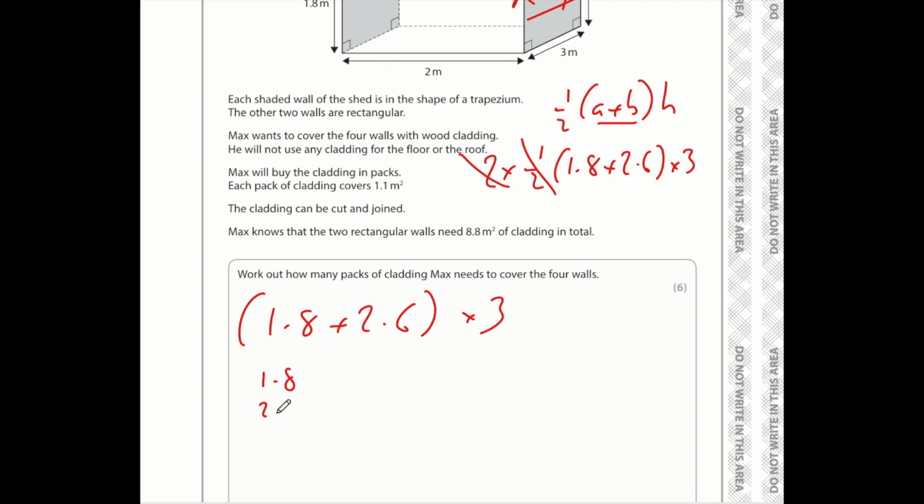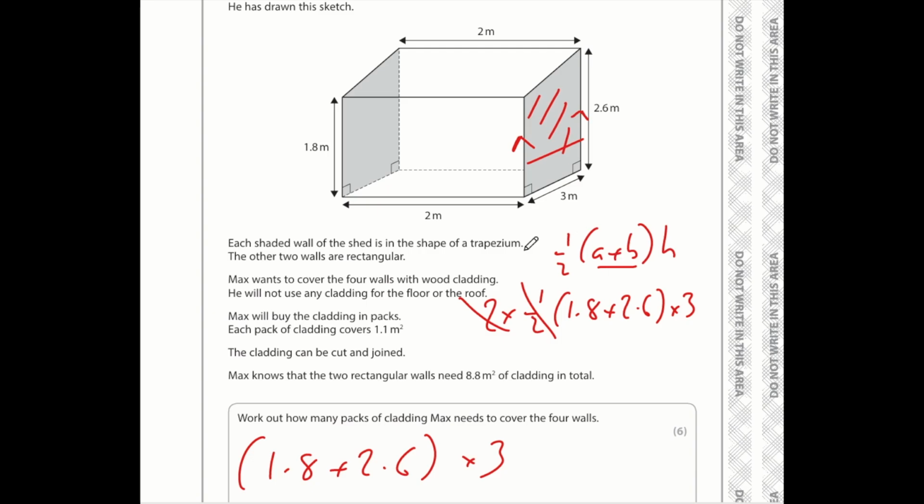So what is 1.8 plus 2.6? 8 plus 6 is 14, carry 1, 4.4. And what is 4.4 times 3? Well, that's 4.4 plus 4.4 plus 4.4. 4 plus 4 is 8, plus 4 again is 12, carry 1. I don't know why I'm trying to calculate it again because I've just done it. It's still 12, plus 1 is 13. So 13.2.